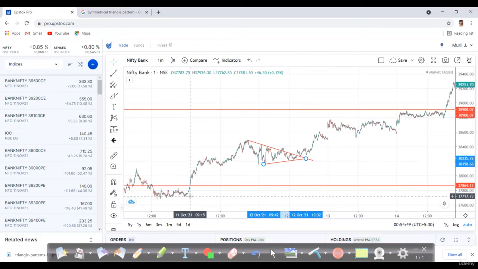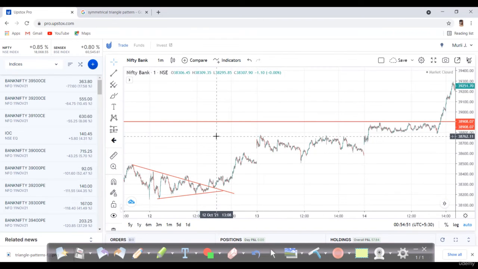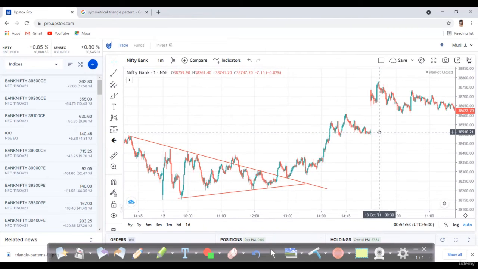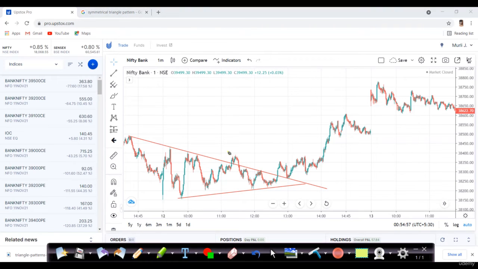If you look at this one, it is also a symmetrical triangle pattern. For now I am checking the 1 minute. Now if you look at this, the market broke the trend line at upside, but within one candle it created the swing. This time your stop loss got hit.